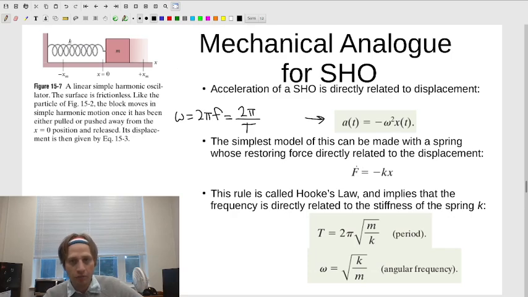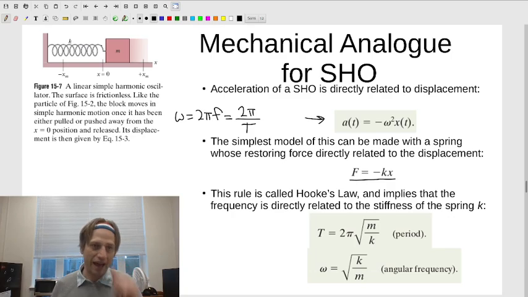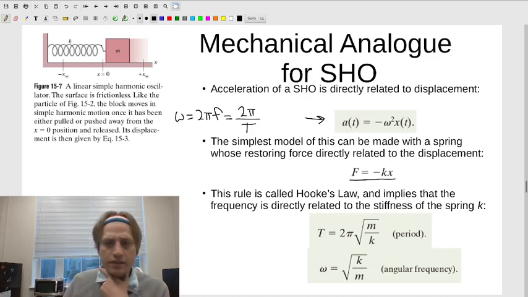And the model that we'll have is called Hooke's law. This is Hooke's law. And it says that if you attach a block to a spring and you pull the block away from the spring's equilibrium position, no matter if you squish the spring or if you stretch the spring, it will always try to pull your block back to zero. Okay, so let's see what that means.